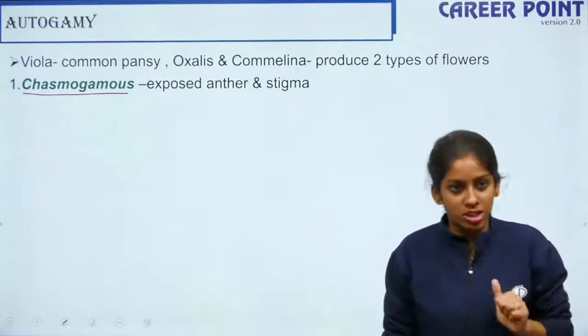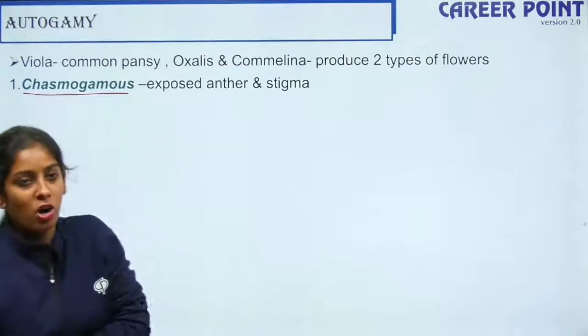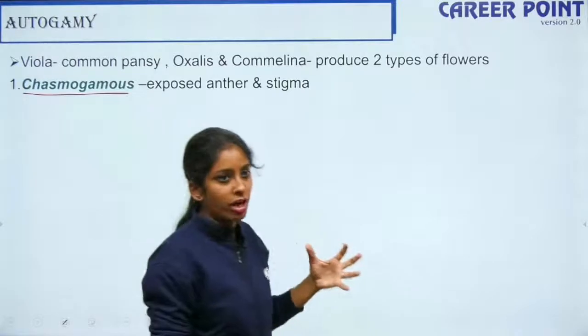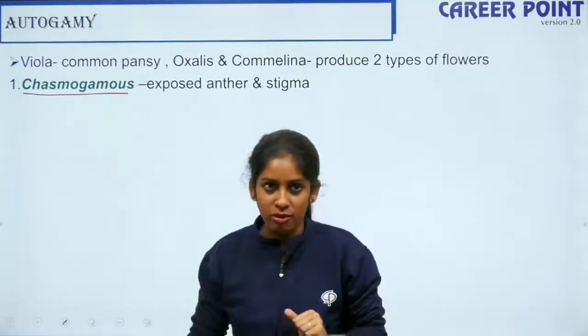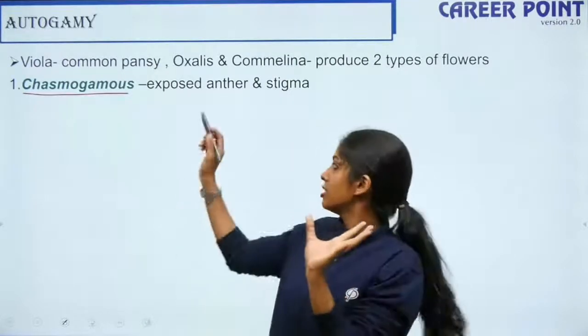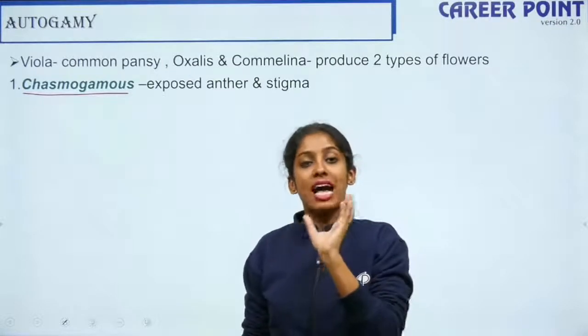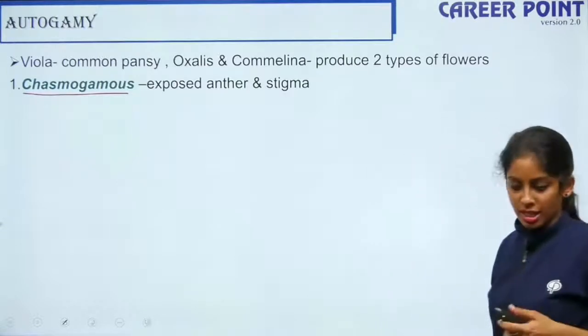So we are talking about the types of pollination, and the first type of pollination is autogamy. Alright, so in autogamy, pollination happens within the same flower, between the pollen grain of the flower and the stigma of the same flower. But for that to happen, the flower can be in an open state, that is the chasmogamous state, when it is exposed, when the anthers are visible and the stigma is visible. So that is the chasmogamous condition.